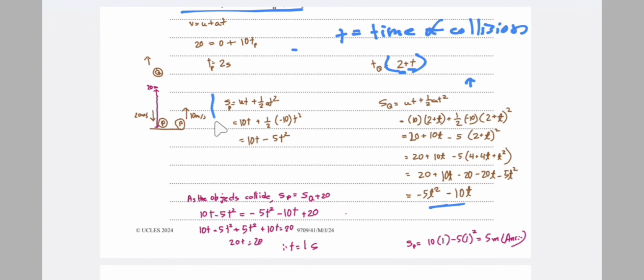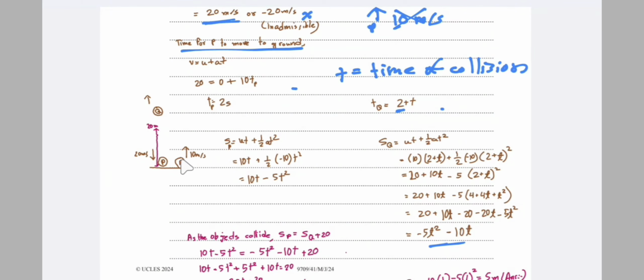Now what is the displacement for P? For Q, we have found the time, that is 2 plus t, and 2 is the time for P to reach the ground. So P has already reached the ground, and we have to find the displacement for P from the ground. Since it has already traveled this 2 seconds, we don't need it right now, and P now has to travel this time t for the time of collision, from the ground.